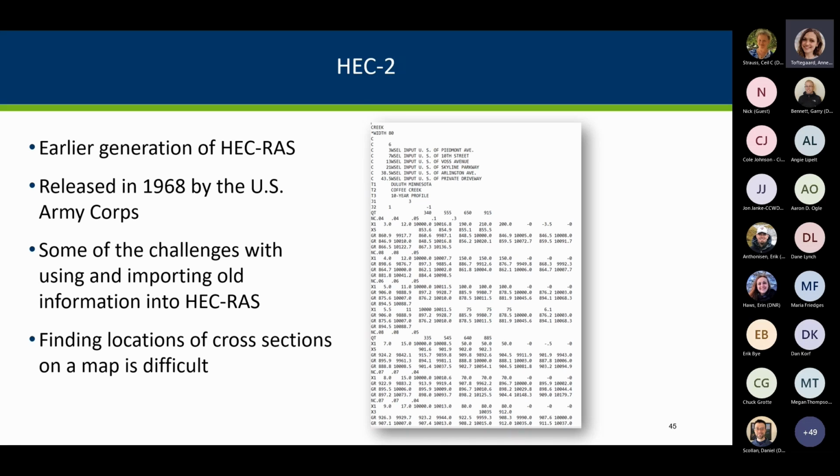Mainly, you can't always match up where things are geographically. There sometimes are some reference points, like, as you can see in this output, it talks about which cross sections are aligned with which roadways and that type of thing. But when an engineer or hydrologist finds out they're going to be working with a HEC-2 model, usually you can hear some audible groaning or complaining because it's not that fun.